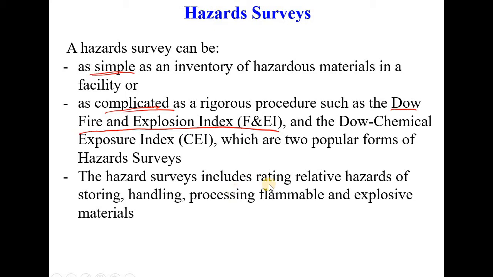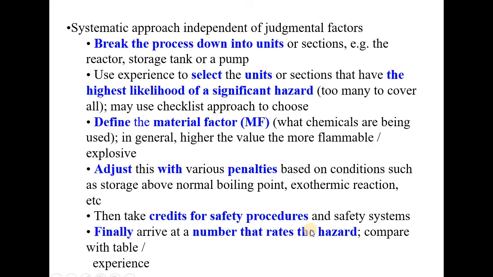Hazard survey, of course, includes rating. What do we mean by rating? That means you put numbers, 1, 2, 3, 4, 5. So for example, 1 is safe, 5 is dangerous. So you put numbers, and those numbers should be well known to everyone. So here you rate the hazards of storing and handling flammable, explosive materials. You rate them so that you know in what range it is, a good range or a bad range and so on.